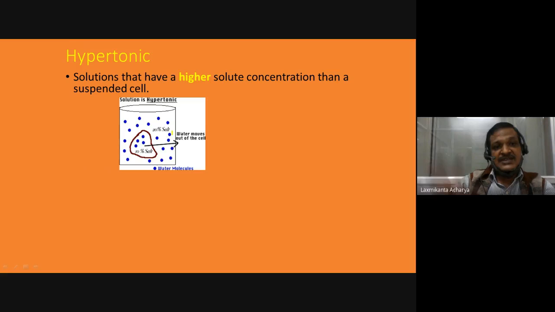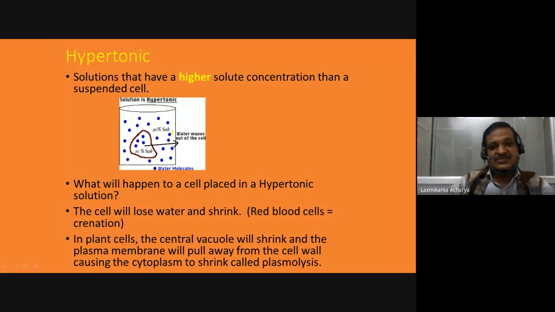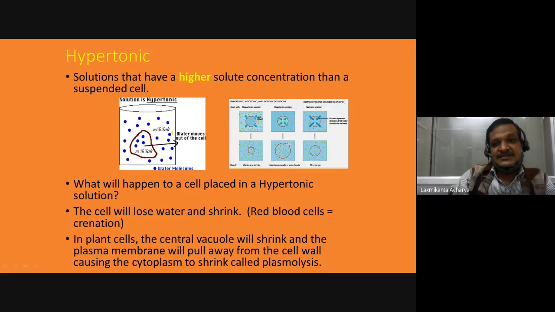So there will be a shrinkage in the cell size. Okay. So there will be a shrinkage, and this thing we call plasmolysis, right? So here, what is this? There is no change. So this is isotonic, and this is what happens.